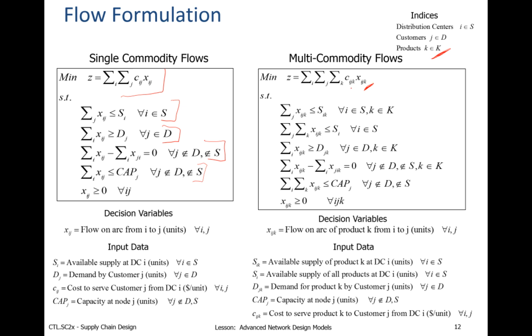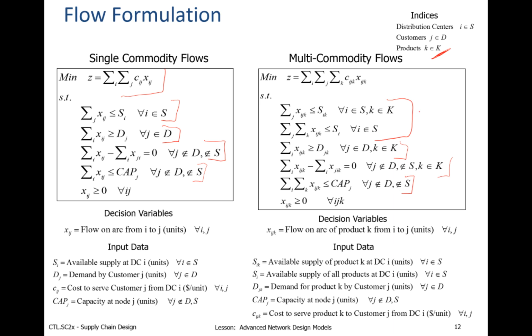The costs can also be specific by product. They don't have to be. And if they're not, I just get rid of the subscript k. If it costs the same amount, regardless of the product, for a certain transportation link, then I don't need to have a separate cost. But I have the same sets of constraints. I've got supply constraints. I've got demand constraints. I've got conservation of flow constraints. And then I've got the capacity constraint.